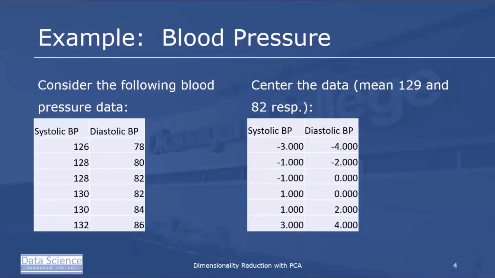So 126 is our first systolic blood pressure. Our mean is 129. 126 minus 129 is -3. Similarly, 78 minus 82 is -4. So we've centered 126 and 78 to be -3, -4. We do this for all of our data points.